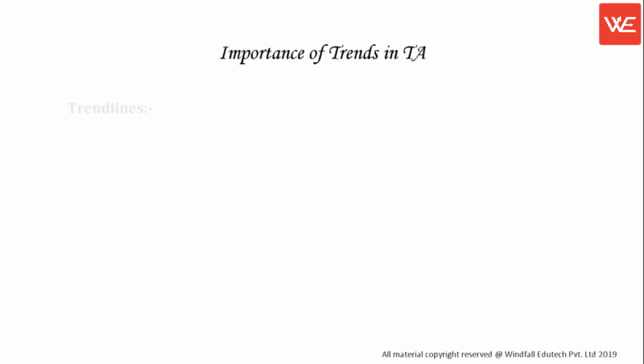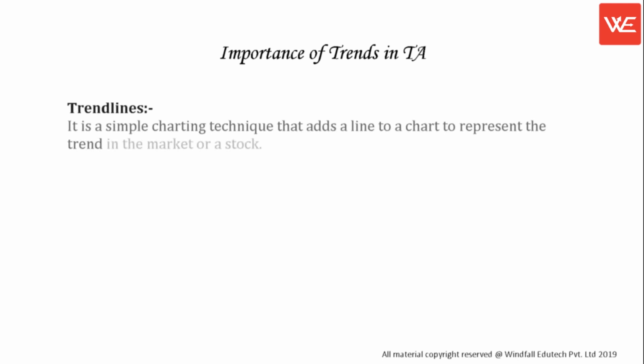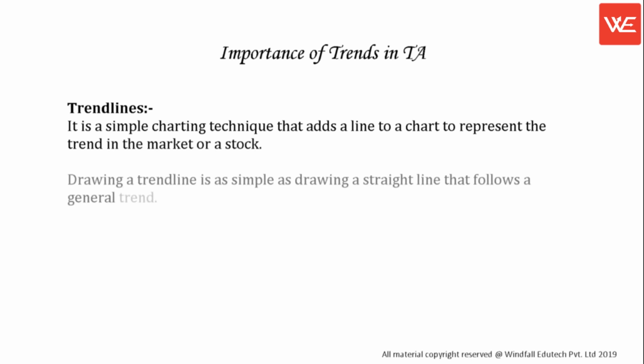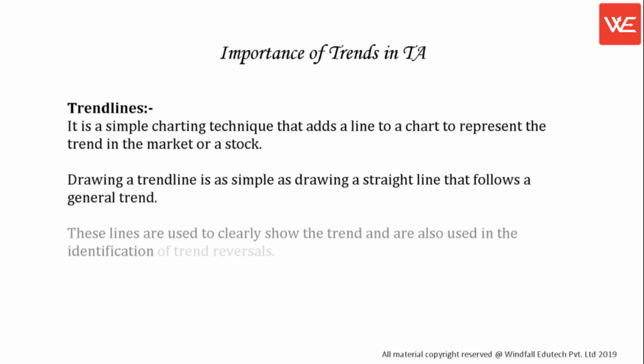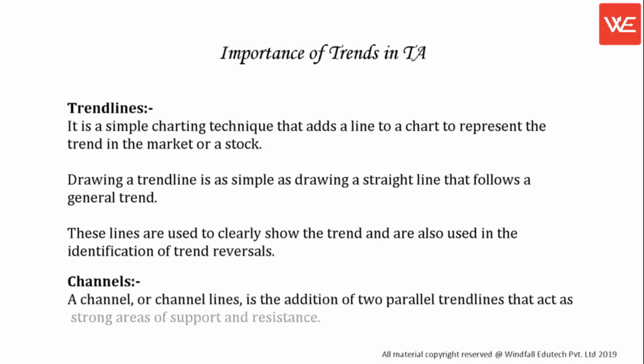Trend lines. It is a simple charting technique that adds a line to a chart to represent the trend in the market or a stock. Drawing a trend line is as simple as drawing a straight line that follows a general trend. These lines are used to clearly show the trend and are also used in the identification of trend reversals. Channels. A channel, or channel lines, is the addition of two parallel trend lines that act as strong areas of support and resistance.